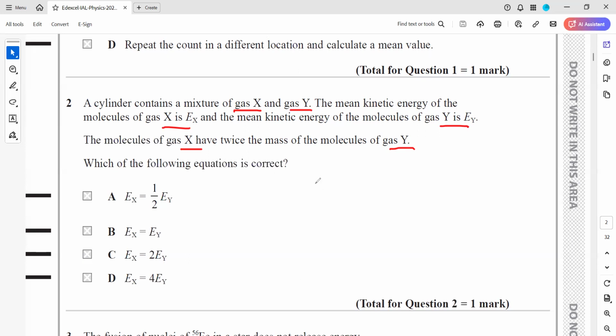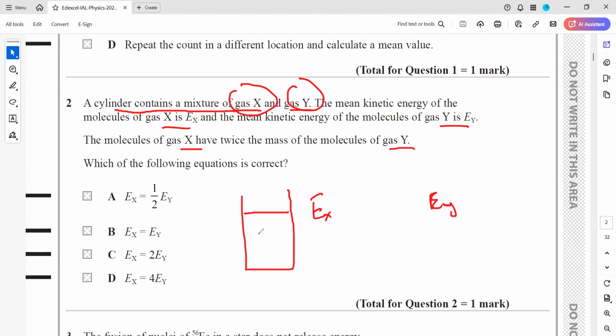So we want to compare the results. As I mentioned here, the mean kinetic energy is equal to half mv square. So EX and EY. And the cylinder is a mixture of the gas X and Y. So it means you have X and you have Y in the same container.